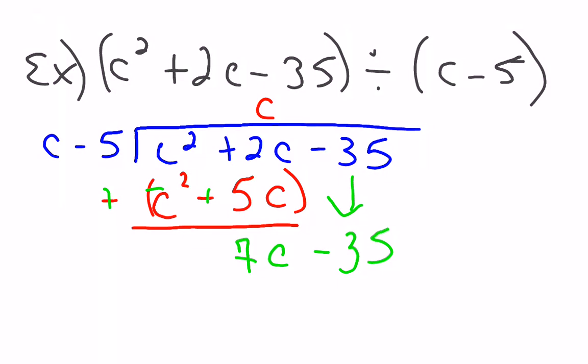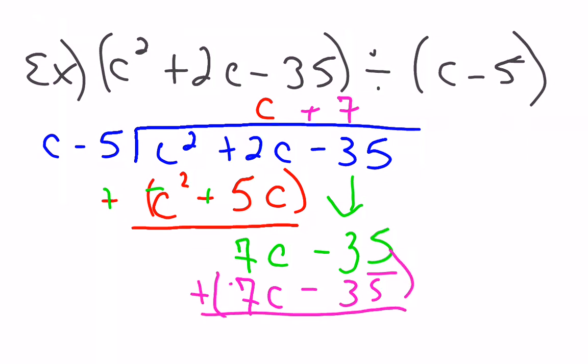So how many times does c go into 7c? Or what times c will give me 7c? The answer is 7. 7 times c is 7c. 7 times negative 5 is negative 35. And we subtract again. So we can change the signs if we must. 7c minus 7c is 0. Negative 35 plus 35 is 0. So there's a remainder of 0. So what is our answer? Remember, it's always what's on the top.